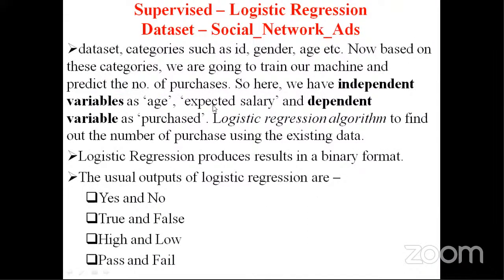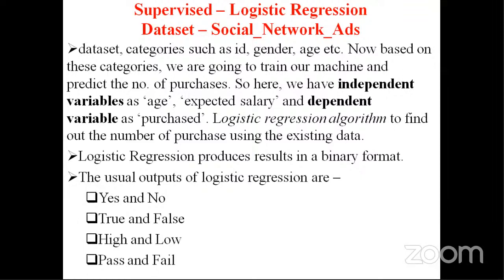Purchase related activities can be handled with logistic regression. Logistic regression's result is in binary format. Already I discussed these things, and here maximum outputs will be in the format of yes, no, true, false, high, low, pass or fail. If you observed my first code which I explained, loan prediction, our output was in the same class, yes or no, right? It predicted fine, no?